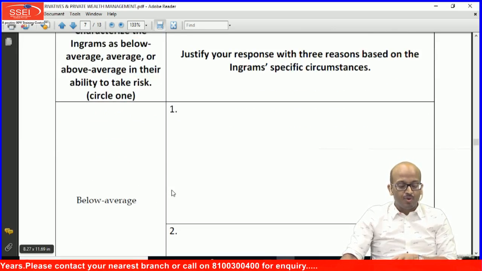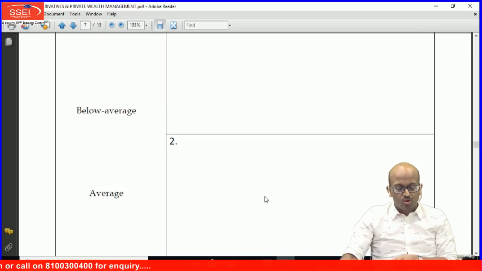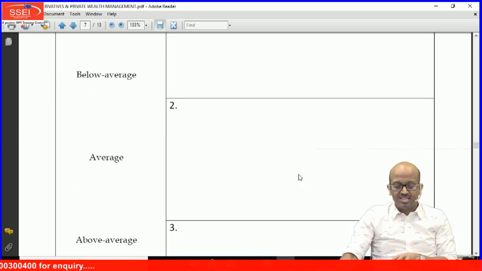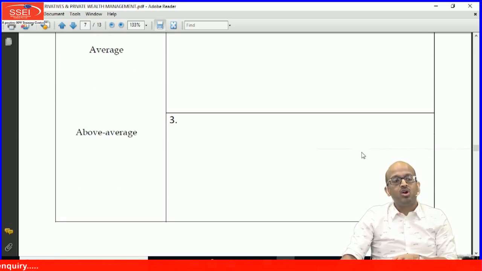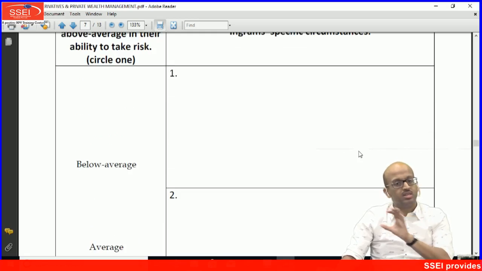And if you circle below average, you have to give the 3 reasons over here only in this box. Oh no, 3 boxes are given: 1st reason, 2nd reason, 3rd reason. But do not judge the box size. If the reason is such that it is a 1-liner, 1 word, it's okay.